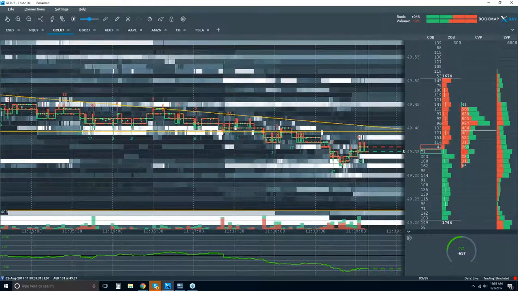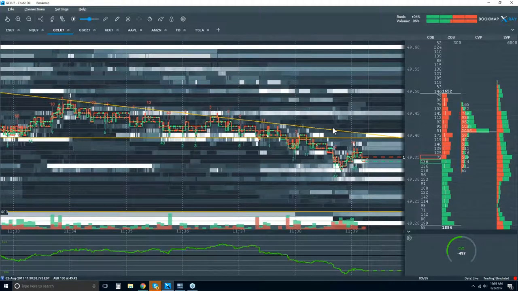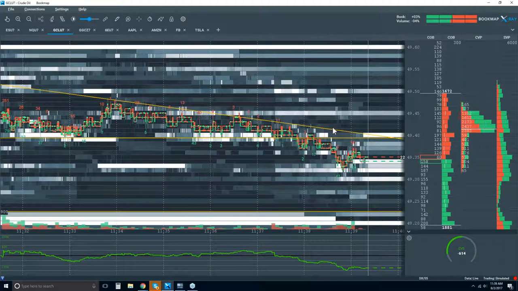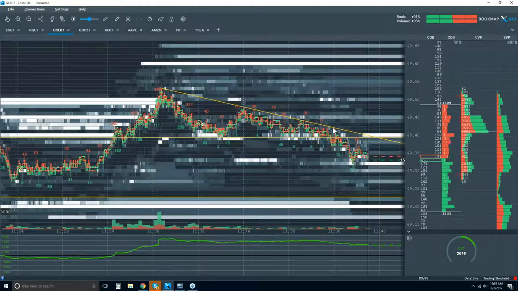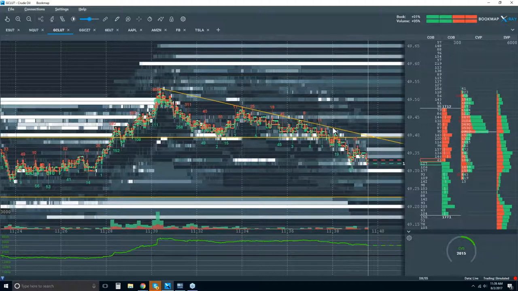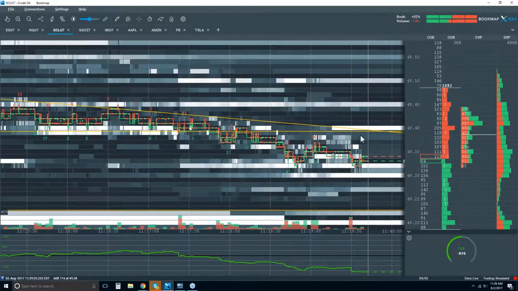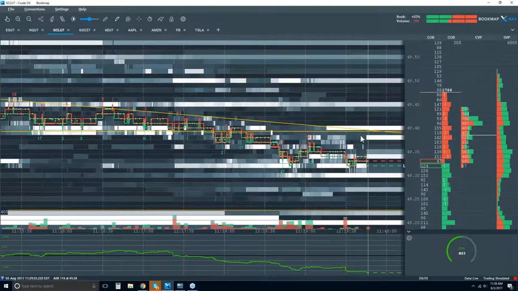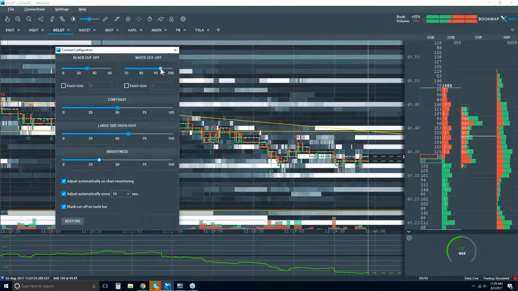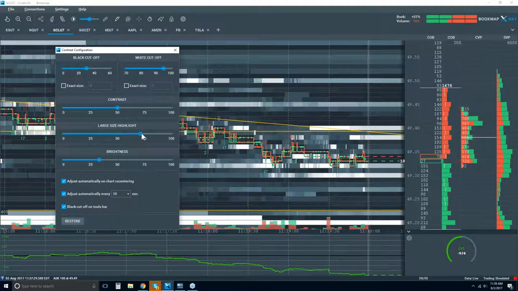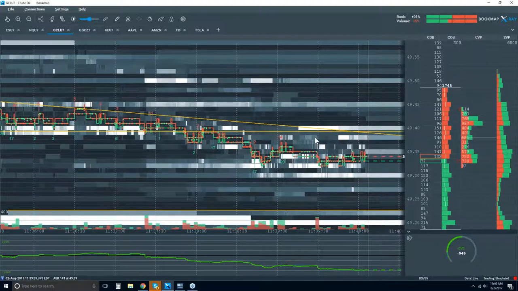Showing pretty aggressive behavior here in the book, but no commitment on the tape. It's just kind of going back and forth here. And the heat map here, let's adjust this a little bit. It's not helping. All right, that's a little bit better. It's high liquidity and very aggressive. So the battle's getting ready here. We're shaping up for the battle.